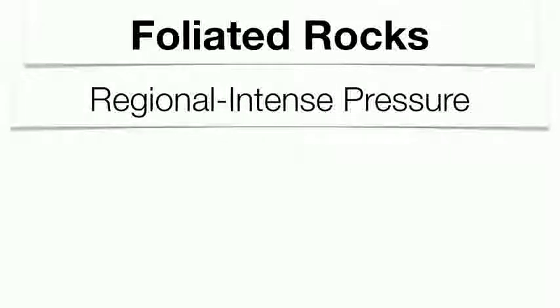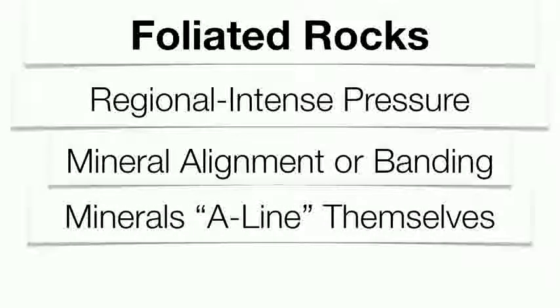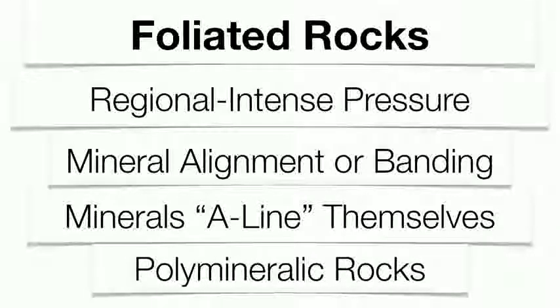Now, with your regional metamorphism, you're going to get into what's called a foliated rock. Because of the intense heat and pressure, these rocks are going to have some sort of mineral alignment or some sort of mineral banding. The minerals are going to align themselves into rows in the sense that you are going to see a specific pattern within the rock. Now, some rocks have microscopic crystals that are really hard to see. Other rocks, it's very clear in terms of the foliation that takes place. Most foliated rocks will be somewhat polymineralic, meaning that they can be made up of more than one mineral.